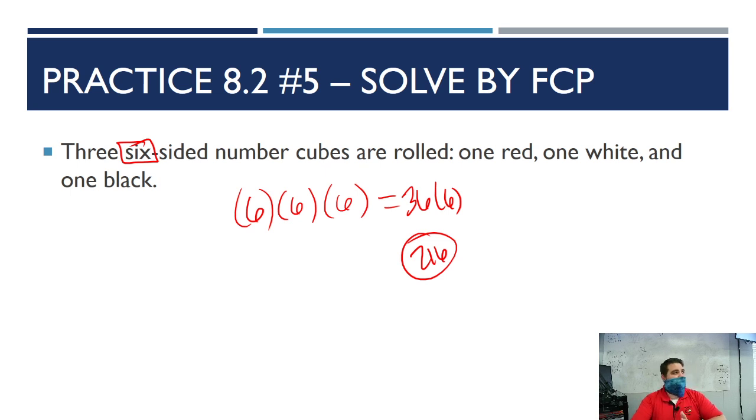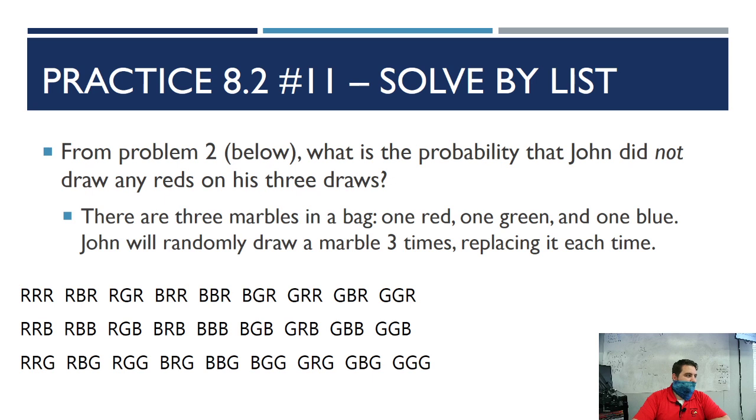All right, does that make sense? Okay, as you can tell, that's the fastest way. We just can't tell you what are the odds of getting a 4 on 2 of them or something like that. Does that make sense? All right, so solve by list. I've copied the list here.